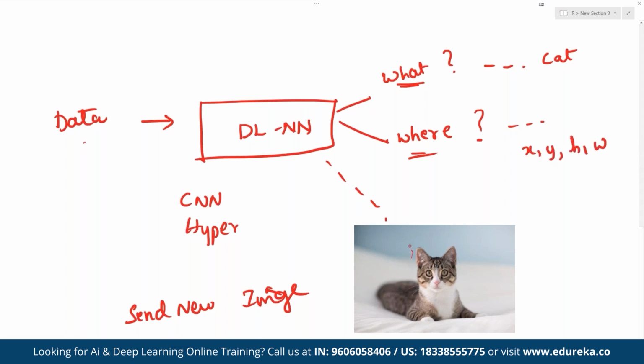That means the bounding box coordinates, x comma y, and this is the height, w width. So that is what my deep learning model is going to give me.